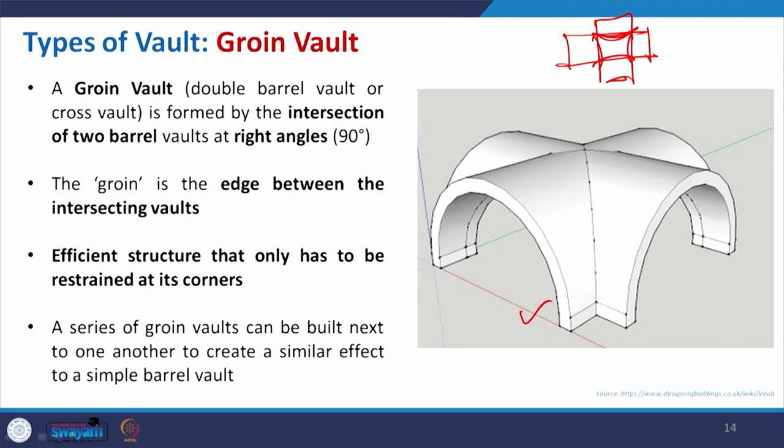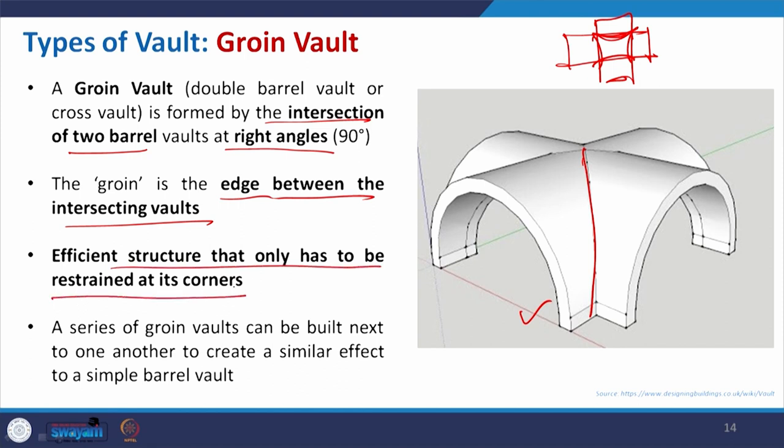Now, your groin vault or double barrel vault, as I already mentioned, is formed by the intersection of two barrel vaults at right angles. This is the basic condition. The groin is the edge between the intersecting vaults. Because they are in curvature, when they intersect they also form an intersection line as a curve. So, this is the groin, an efficient structure that only has to be restrained at the corners.